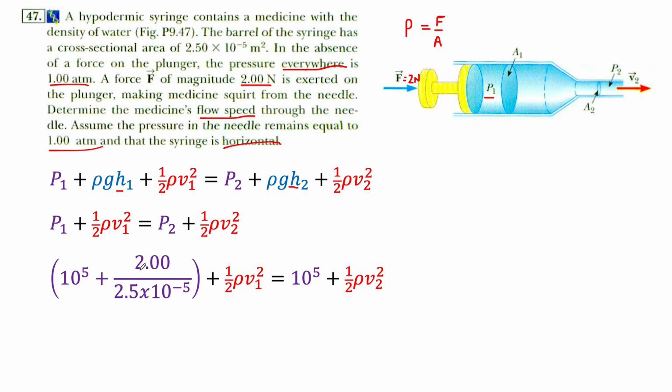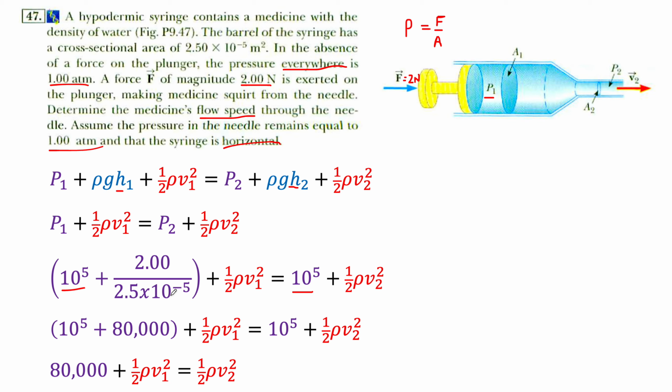So atmospheric pressure, College Board uses 10 to the 5th, so I'm using that. The pressure in the needle is still 10 to the 5th, but in the plunger area, the pressure is now increased by that 2 newtons divided by the area, 2.5 times 10 to the minus 5th. If we solve that, we'll discover that the additional pressure is 80,000 pascals. We can subtract the 10 to the 5th, the atmospheric pressure, from both sides of this one, and that gives us just the additional pressure on the plunger side: 80,000.